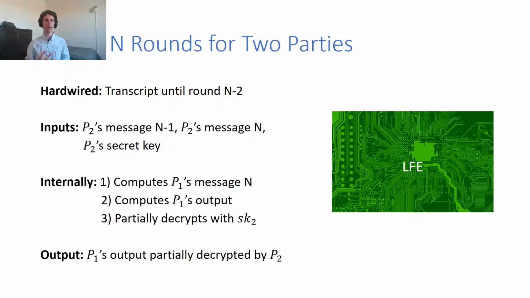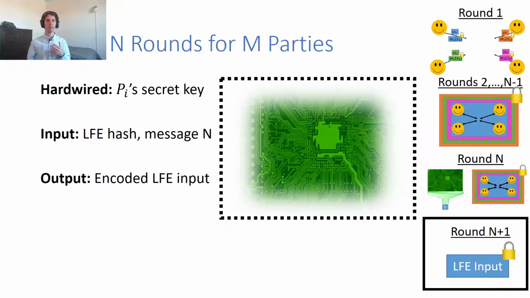It's worth noting that we can't do a similar transformation for the multi-party case because this crucially relies on the fact that party 2 can anticipate its own messages. However, if we were to try and do this in the multi-party case, party 2 would need to know the round n messages for all the other parties, not just itself and party 1. In order to get a perfect round preserving compiler for M parties, we're going to have to turn to obfuscation.